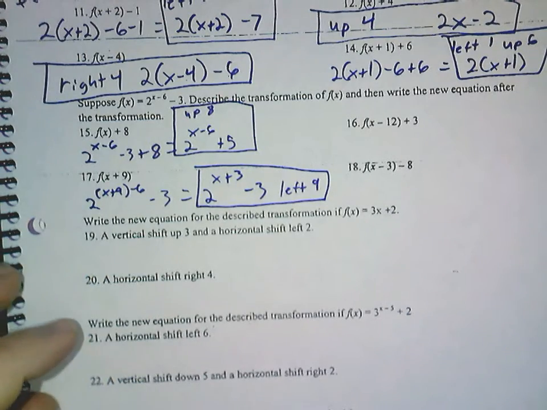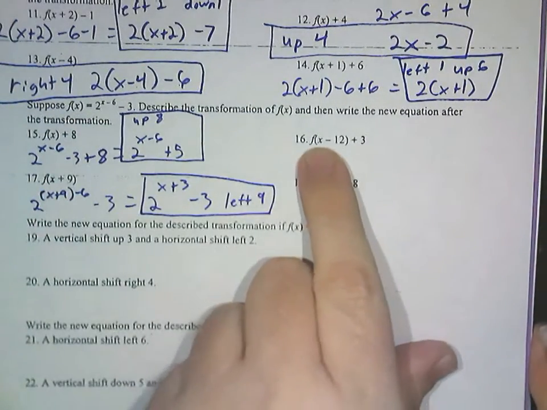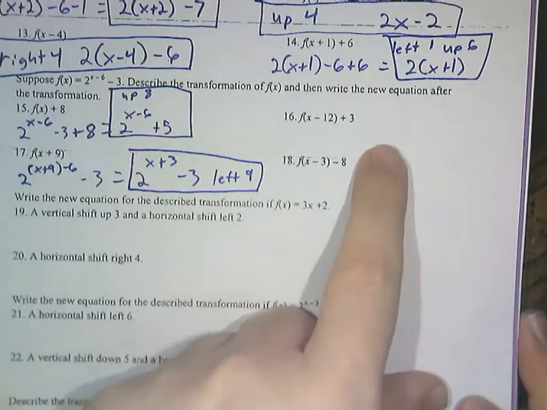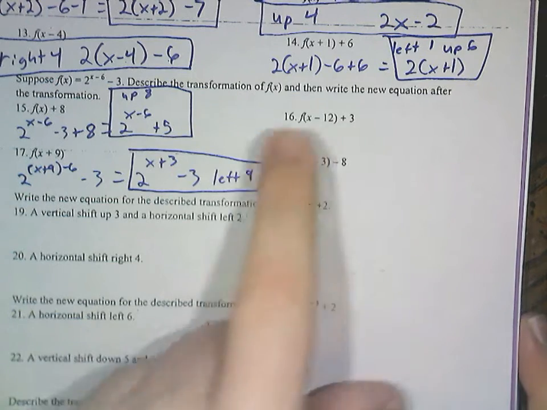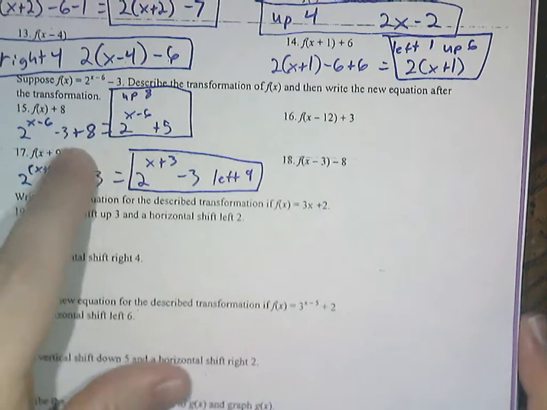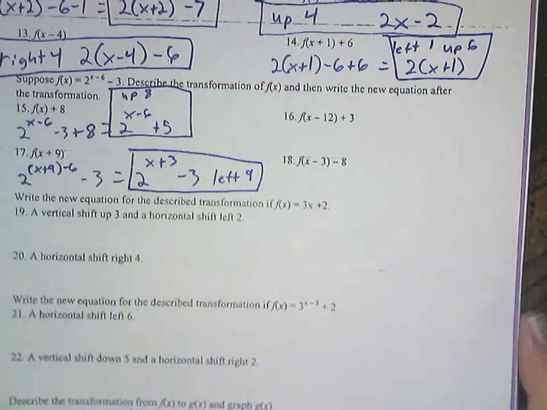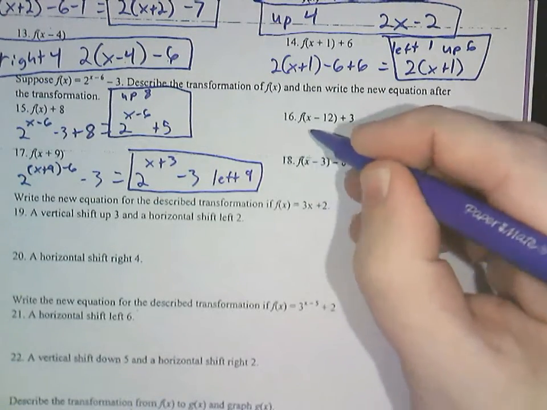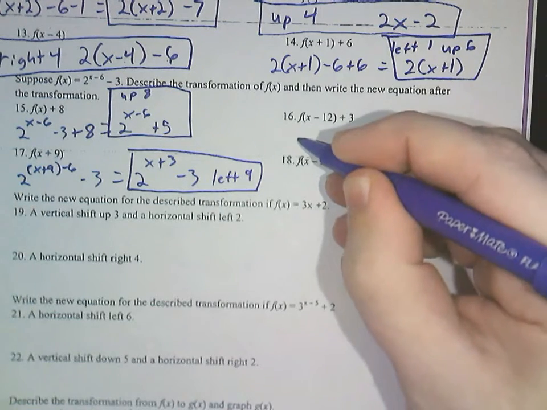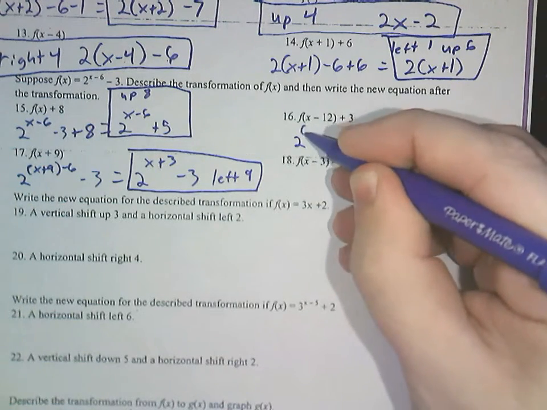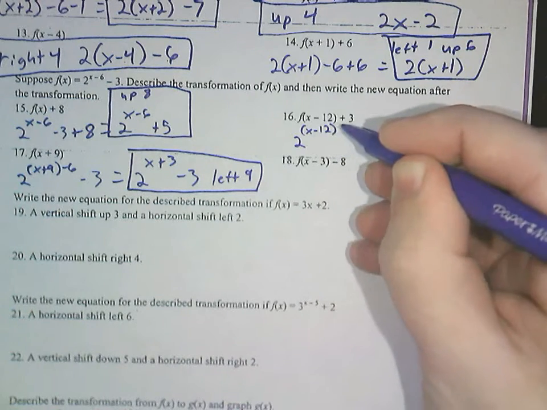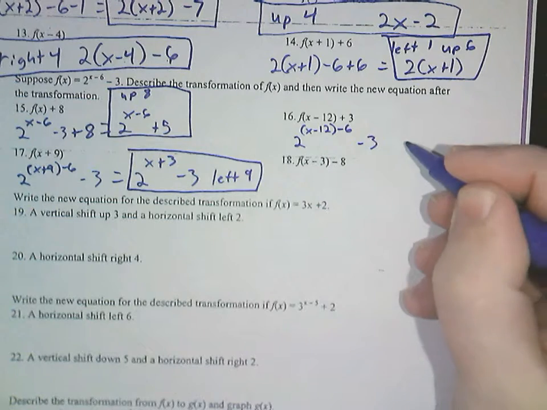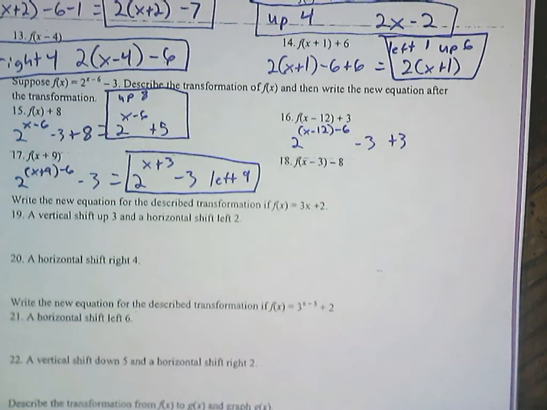Okay, let's look at where we have both. I have x minus 12 in the parentheses, which means it's going to go to the exponent. And then I have a plus 3 outside of the parentheses, which means it's going to go to the end of my equation, to the term that's not part of the exponent. My original equation was 2 to the x minus 6 minus 3. So it's going to become 2 to the x minus 12 minus 6, and then I still have this minus 3 and then a plus 3 at the end.